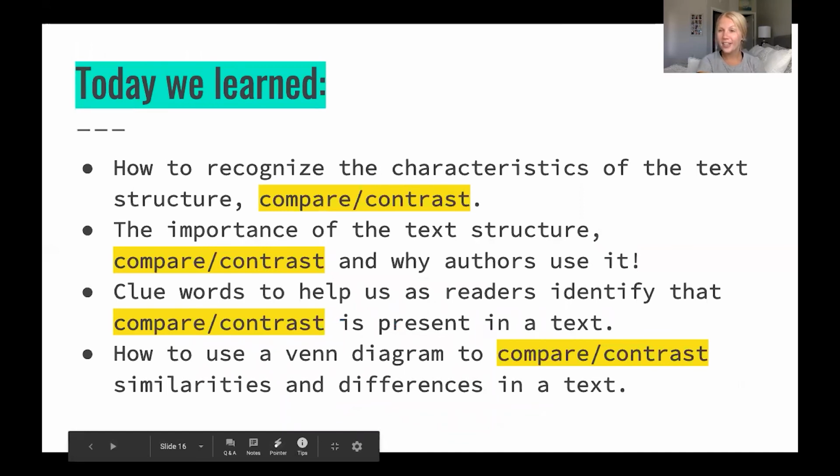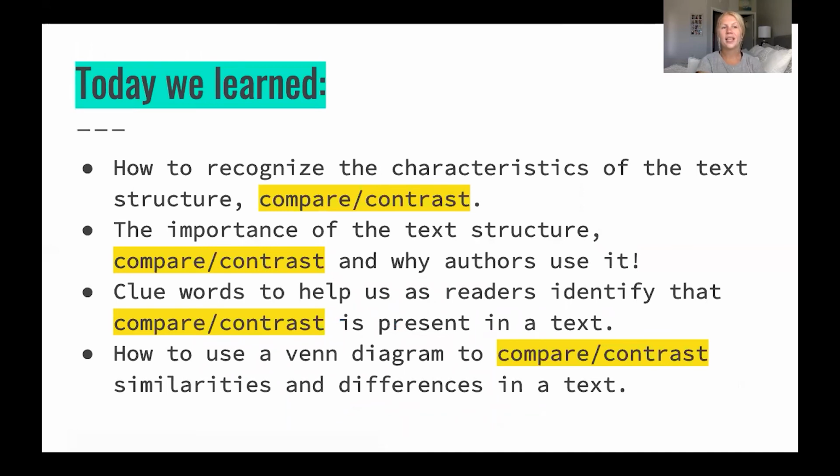Let's go over what we learned today in our lesson. Today we learned how to recognize the characteristics of the text structure, compare and contrast. We learned the importance of the text structure, compare and contrast, and why authors use it. We learned clue words to help us as readers identify that compare and contrast is present in a text. And we learned how to use a Venn diagram to compare and contrast similarities and differences in a text.